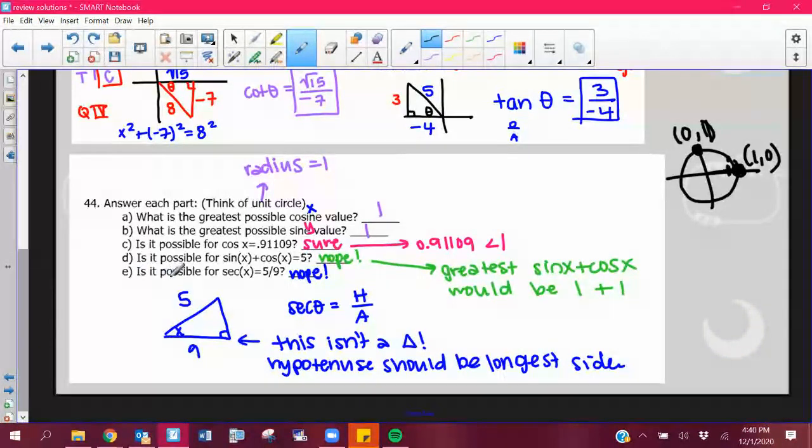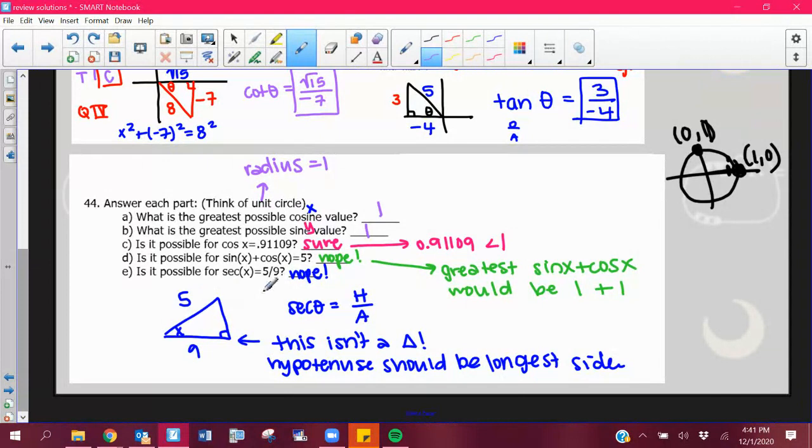Then they ask, is it possible for secant of x equals 5/9? Well, you could look at the unit circle for this one. I don't really want to deal with the 1/x business, so draw yourself a triangle. This is just a random right triangle, and I know that secant is going to be the hypotenuse over the adjacent. So the top number is 5, the adjacent number is 9, and I look at this, and I'm like, but that doesn't make any sense.